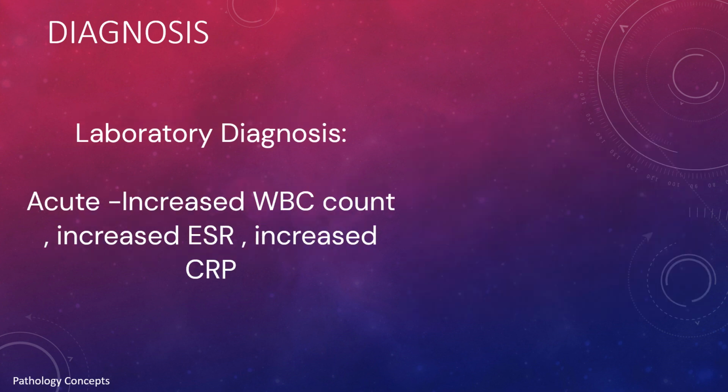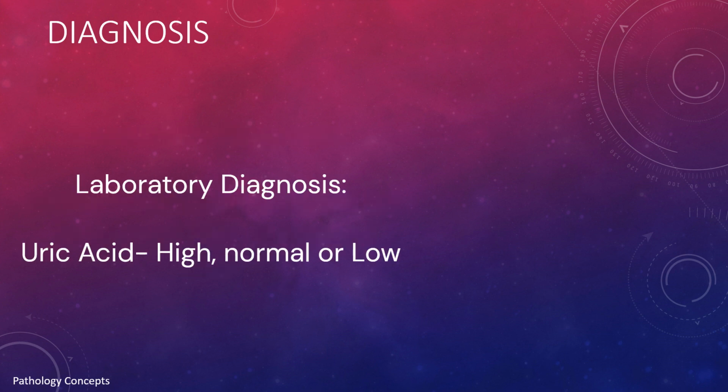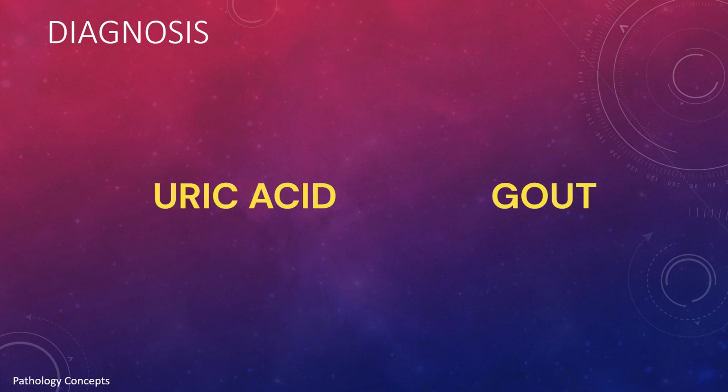During an acute attack, WBC count is increased, ESR and CRP are also increased. During an acute gout flare-up, serum uric acid level may be high, normal or low. Diagnosis of gout based on hyperuricemia is a common misconception. Hyperuricemia is helpful in clinical diagnosis of gout in symptomatic patients, but hyperuricemia alone does not definitely confirm the diagnosis.